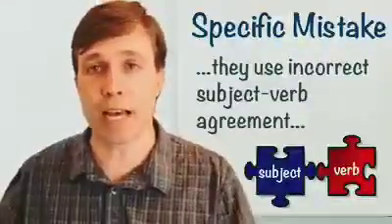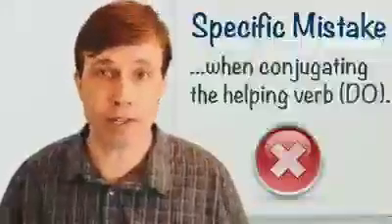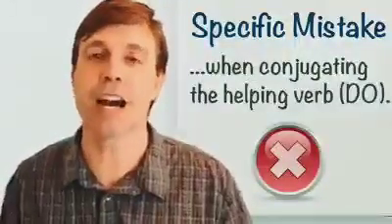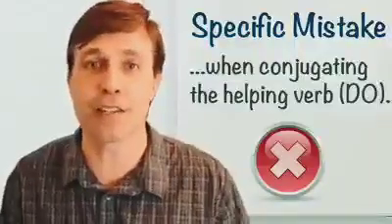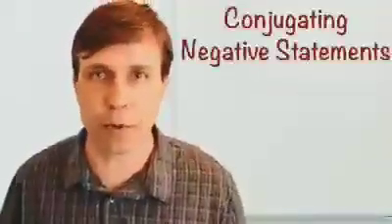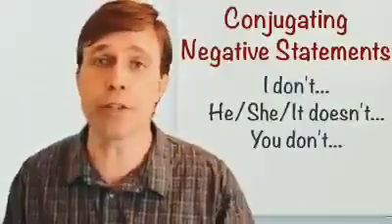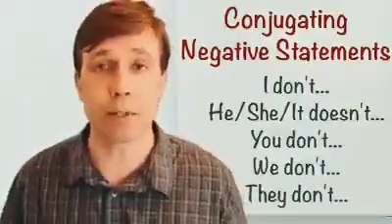So when you want to say a negative statement, if the verb is not to be, then you're going to use the helping verb do. And you would need to conjugate that helping verb based on the subject. If we're talking about the present simple, we can conjugate it: I don't, he, she, it doesn't, you don't, we don't, they don't. Simple enough.